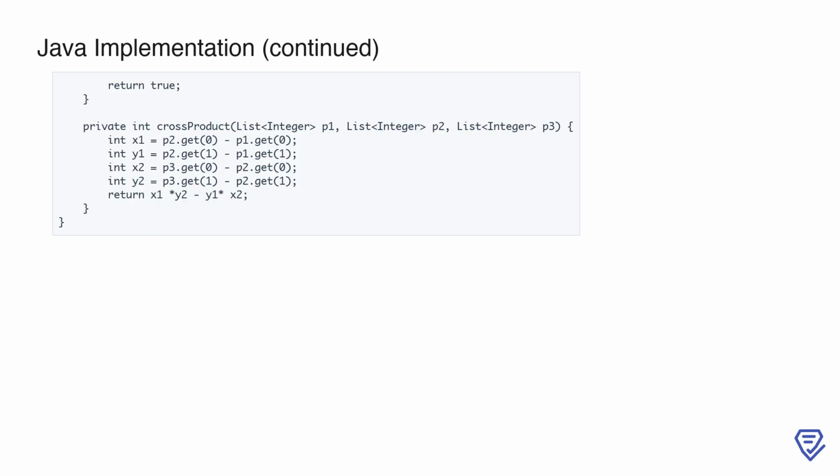This method computes the cross-product of two vectors defined by 3 points, P1, P2, and P3. First, we calculate the x and y components of the two vectors. The vector from P1 to P2 is represented by x1, y1, and the vector from P2 to P3 is represented by x2, y2. The cross product is then calculated as x1 * y2 - y1 * x2. This result determines the orientation of the 3 points, whether they turn clockwise, counterclockwise, or are collinear. By using this helper method in the main isConvex function, we can efficiently check the orientation of consecutive points and verify if all turns are consistent, ensuring that the polygon is convex.